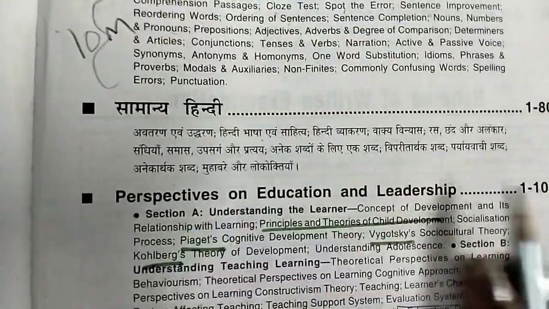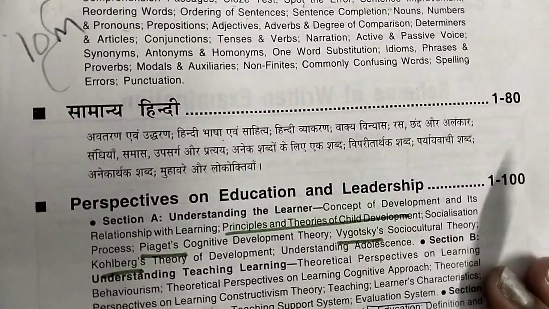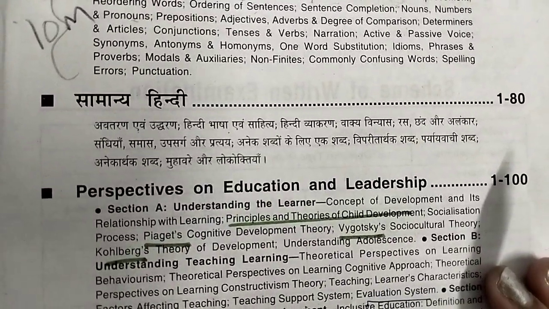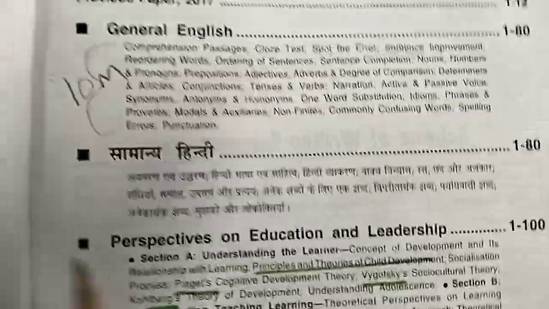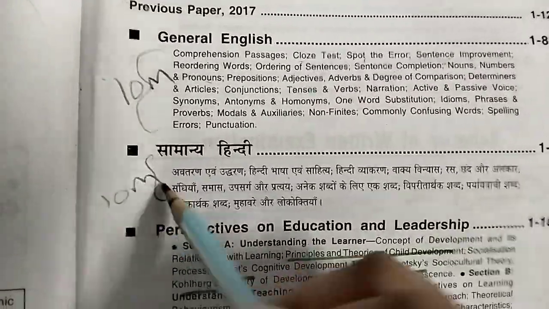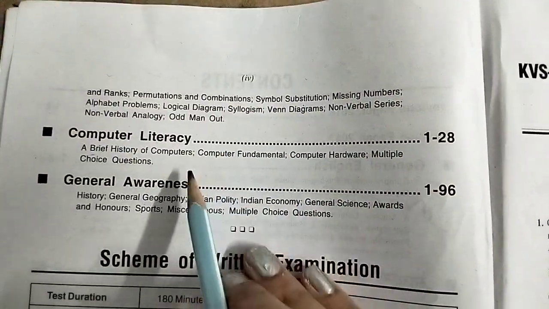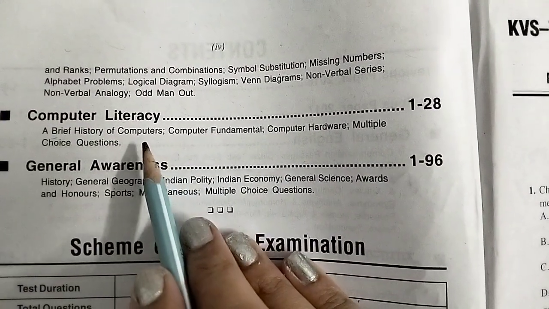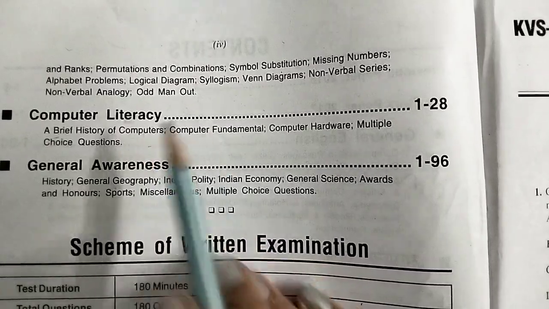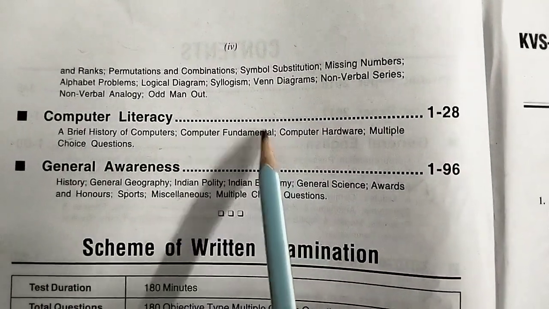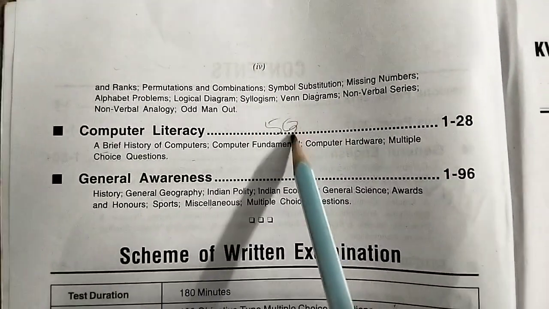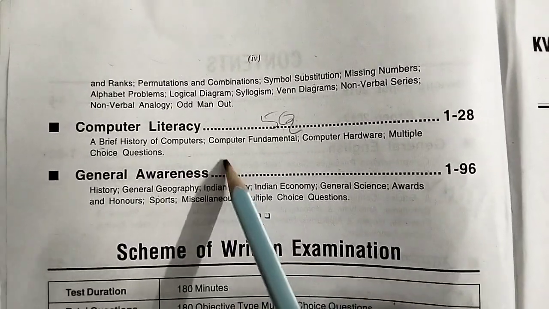Next, as I told, Hindi is almost like grammar and comprehension, similar to English. Here we discussed this one for 10 marks. Next, after English and Hindi we discussed reasoning, and then computer literacy. See here, what I said: basics of computers, and only a little bit, not more. So 5 questions from computer literacy, and general awareness also 5 questions.